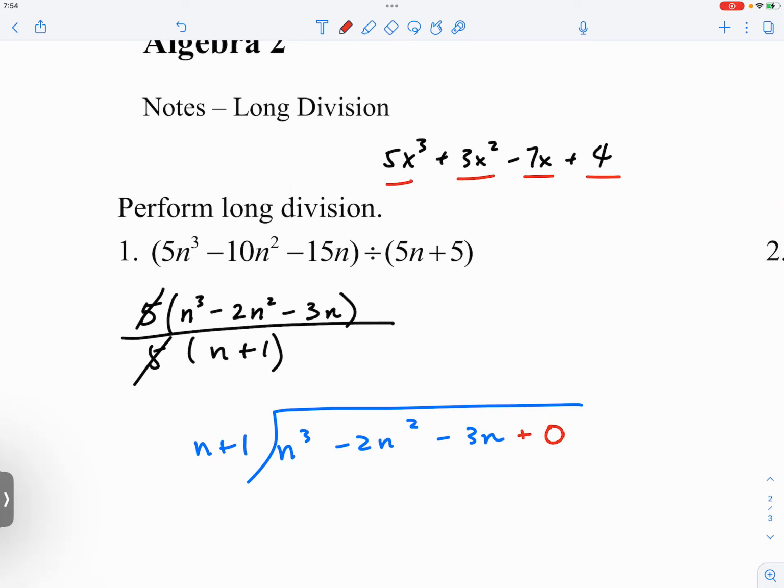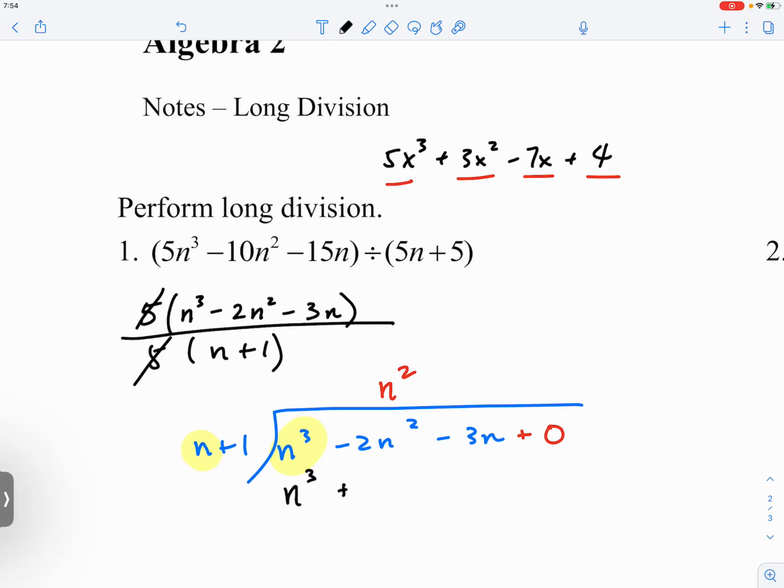And the very last one, it's a constant because it's like x to the 0 power. Okay. So we ask the same question. Hey, we want to get rid of the n cube, and we have an n right here. So n times what? It's n cube. N square, right? So therefore, we will write down n squared times n will be n cubed. That will be the first quote unquote digit.